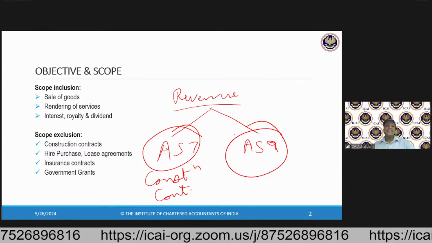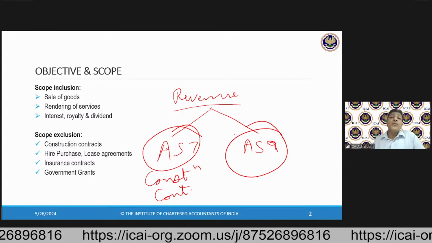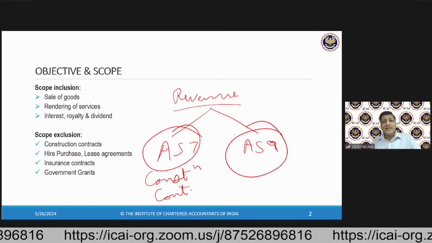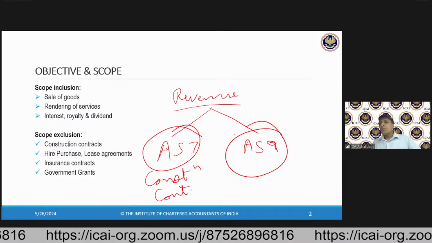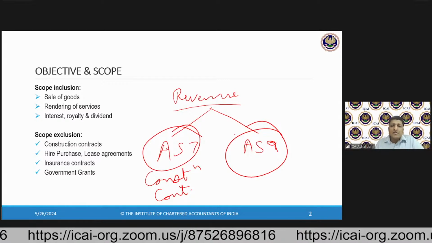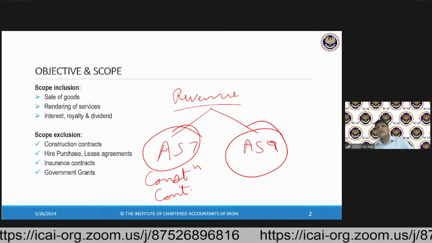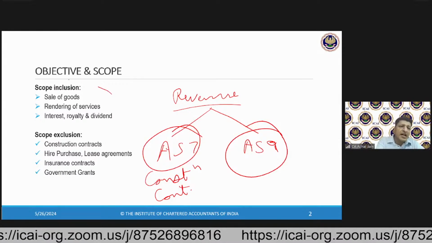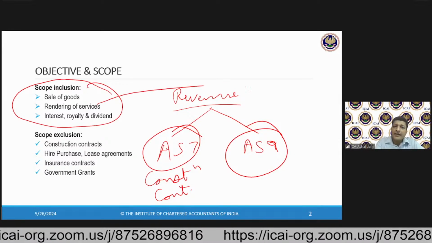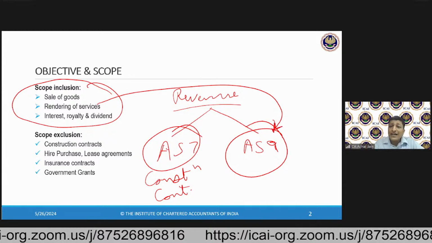Now, under AS9, what could be the form of revenue? Maybe an entity is selling goods. Maybe an entity is rendering services. Maybe an entity is generating interest income, royalty income, dividend income. All of these aspects are dealt with by which standard? AS9.